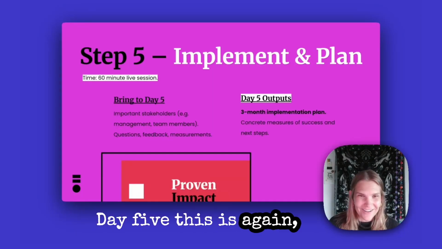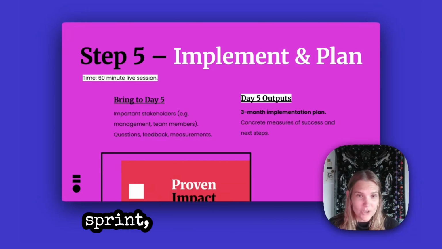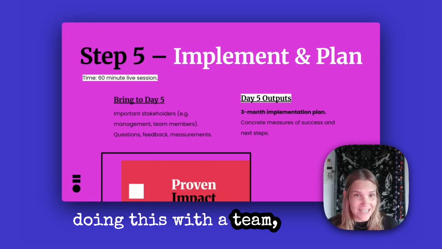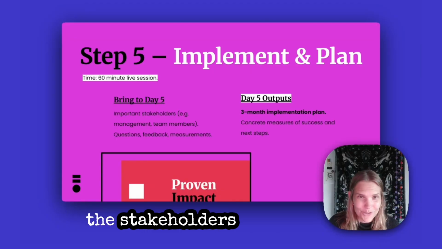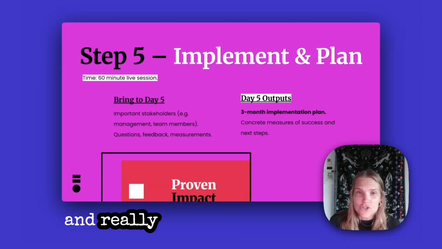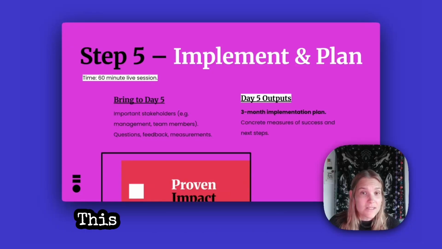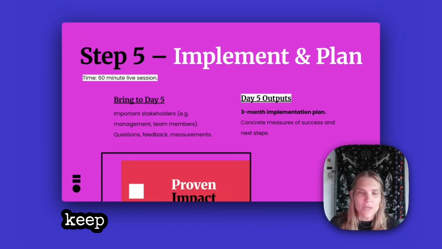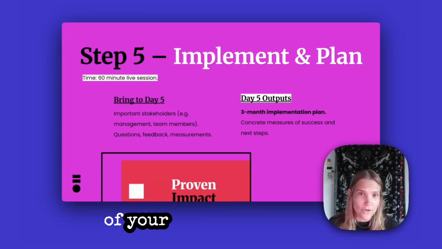Day 5, this is again going to depend on how this specific sprint is run. If this is an independent sprint, this day is going to be about taking your learnings, reflections, and deciding what to do next. On the other hand, if you're doing this with a team, this is a great day to showcase the demos of what you built, bring in the managers, the stakeholders who are important to this project, and really show not only what you built, but your learnings and everything around it. This is also the step where you plan for the next 3 months at least on how to keep iterating, intentionally building, and measuring the outcomes and outputs of your AI solutions.